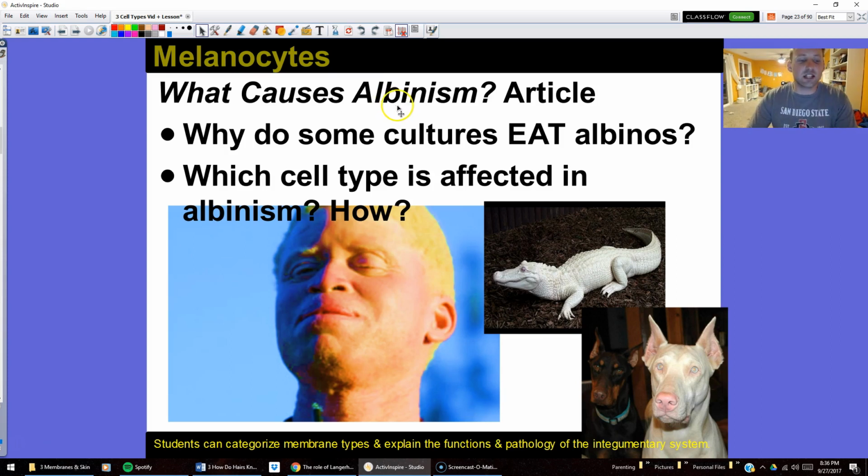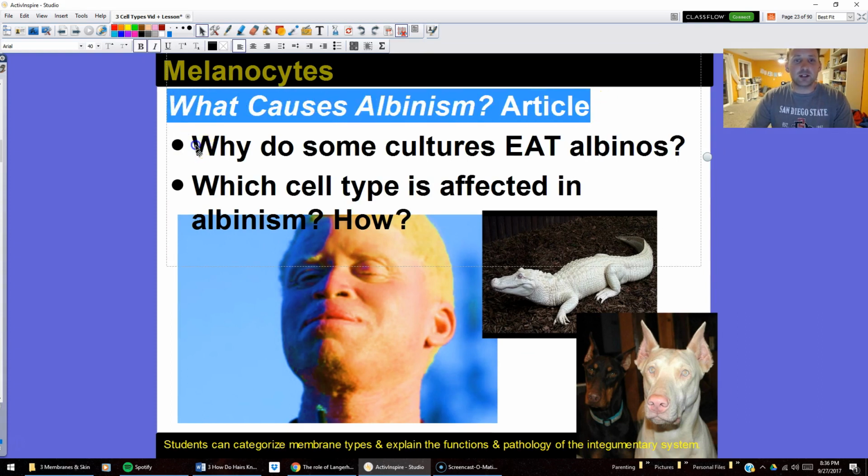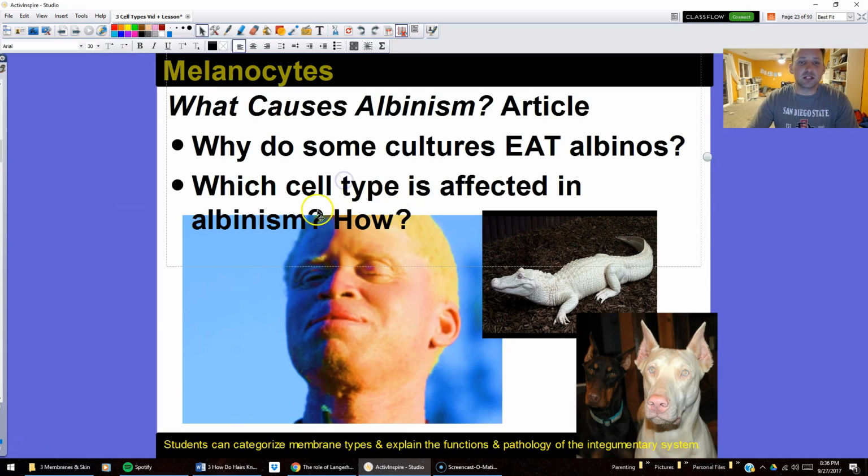This is a spot where I want to encourage you guys right now to actually stop the video and read the albinism article in your unit packet and answer these two questions. Why do some cultures eat albinos? That's a weird thing. Why would that be true? Which cell type is affected by albinism? I bet you can guess already. And more importantly, how? How does albinism affect that important cell type in the integumentary system?